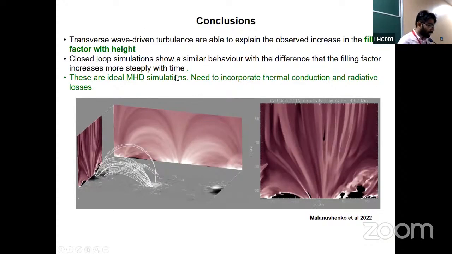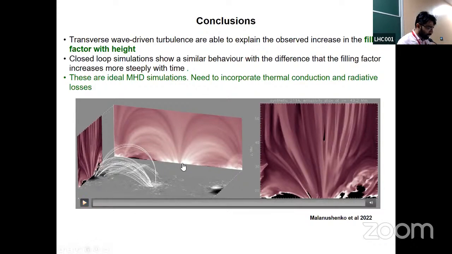The last conclusion here is that these wave turbulence models affect the density structuring of the solar corona, and they are also able to explain the observed increase in the filling factor. These simulations are for open loops, but closed loops will also show similar behavior, with the difference that the filling factor increases more steeply with time. That is the only difference, I think. The important caveat is that these are ideal simulations, and we need to incorporate thermal conduction and radiative losses. We didn't do that because it was easier to perform the simulation without these energy loss and transport mechanisms.